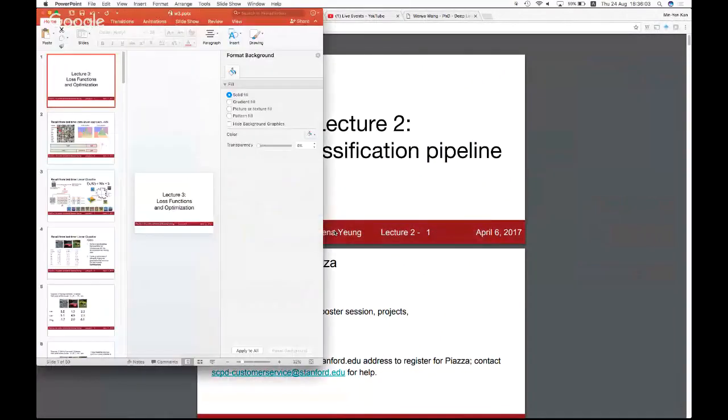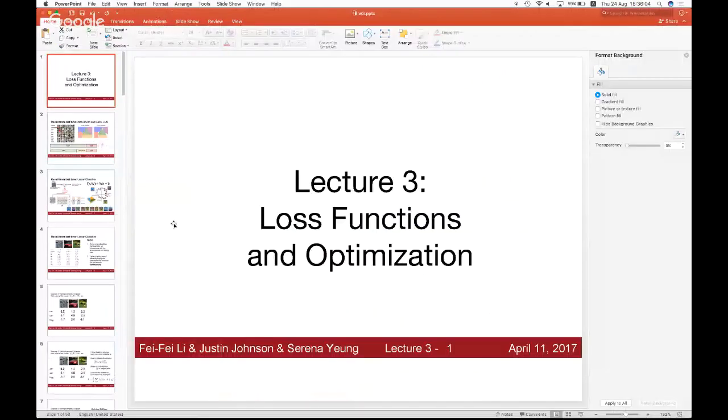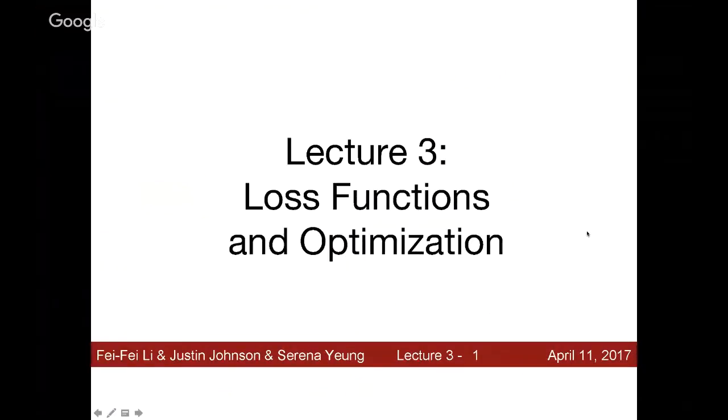So I'm going to go to this. I like PowerPoint better because I can draw. I can't seem to draw very well on PDF files. So now we're going to go over lecture 3. This is the last lecture in the pre-flight, which is loss functions and optimization.